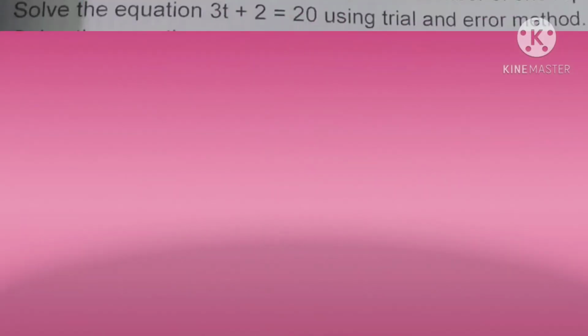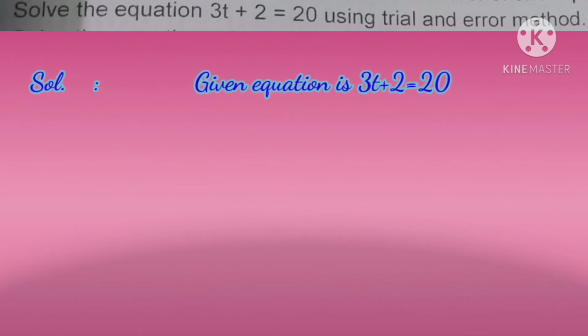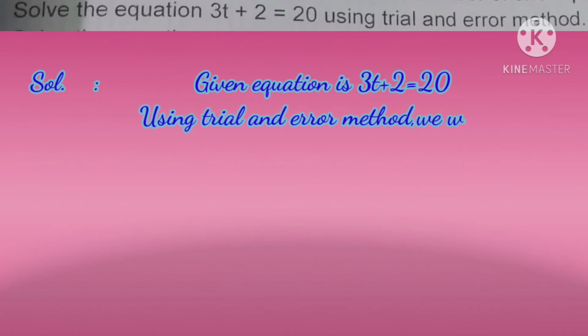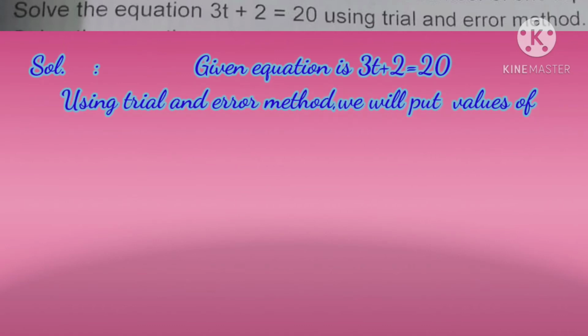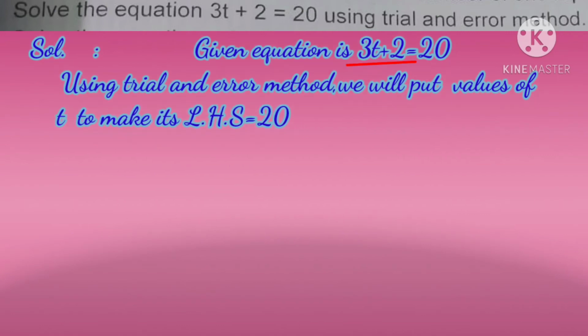Now let's do the question number 4. So question number 4 is, solve the equation 3t plus 2 is equal to 20 using trial and error method. We have to solve the equation. So the given equation is 3t plus 2 is equal to 20. Using trial and error method, we will put the values of t in this equation so that we can get left hand side is equal to 20. So we will start putting values of t in this equation.